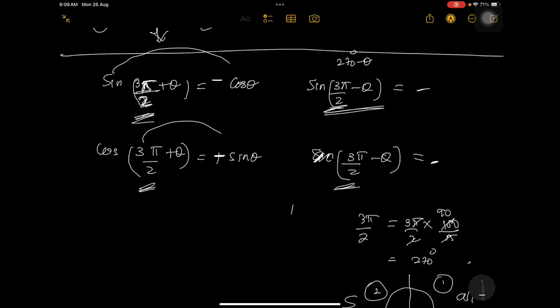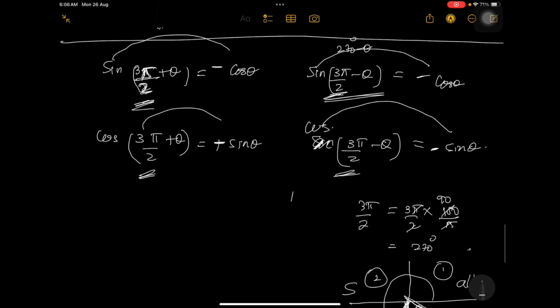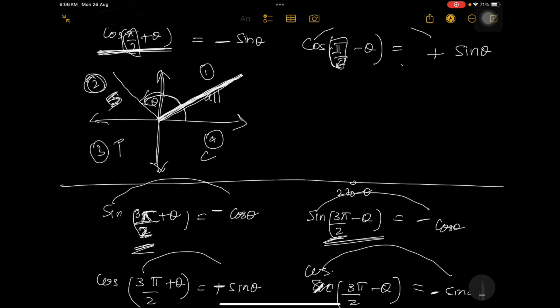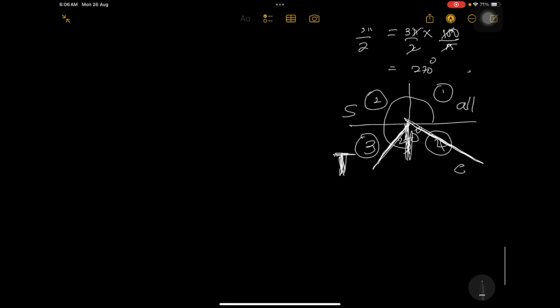Sorry, this is going to be cosine. So sine means cosine, cos means sine. So this is how simple it is. So this is how we can find out any values which we can do in the future.